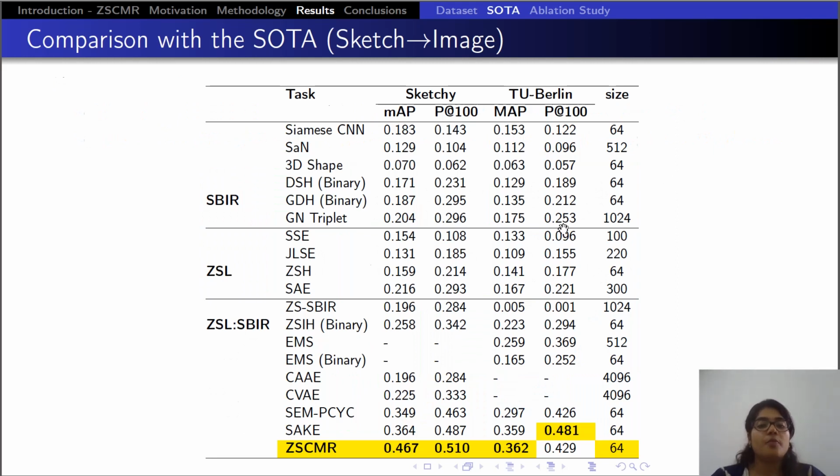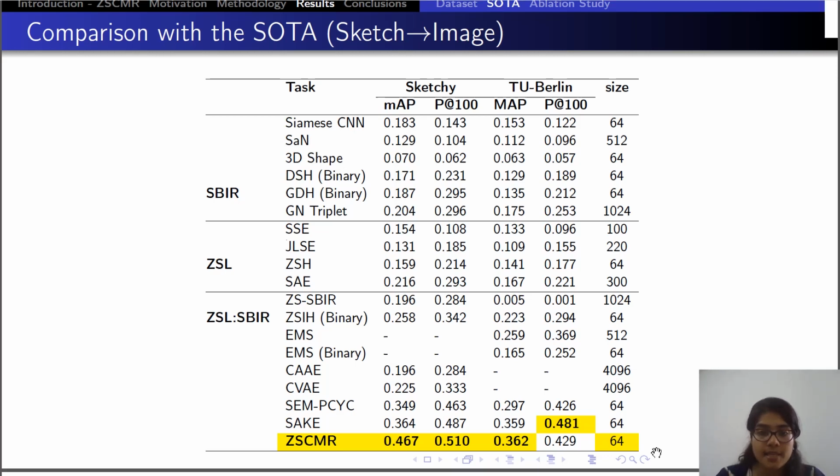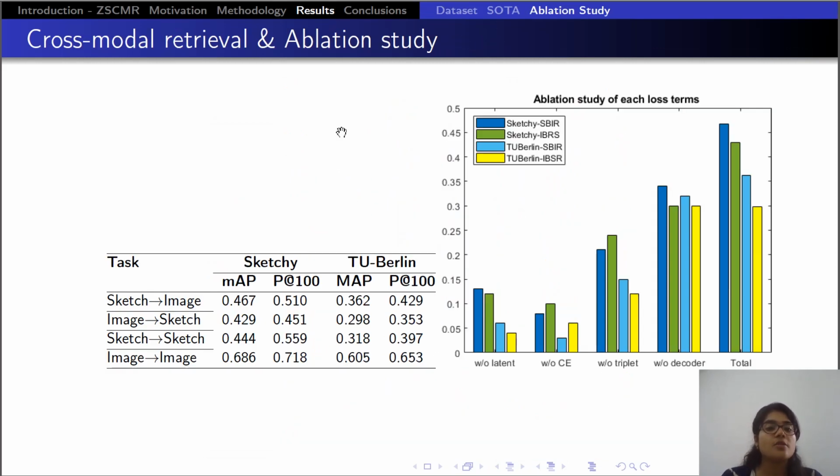When we train our network just for sketch-to-image retrieval and compare it with the state of the art, the proposed ZSCMR network shows a clear increase in the mAP value on the Sketchy as well as the TU-Berlin dataset. For precision at 100, we are just a little behind the SAKE method, but this is compensated by the fact that our method also involves cross-modal retrieval, which is sketch to image and image to sketch.